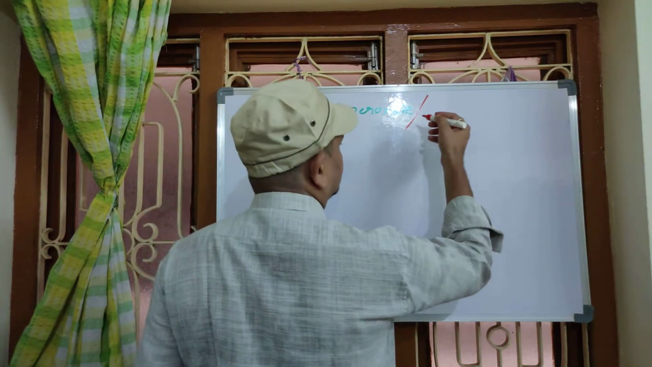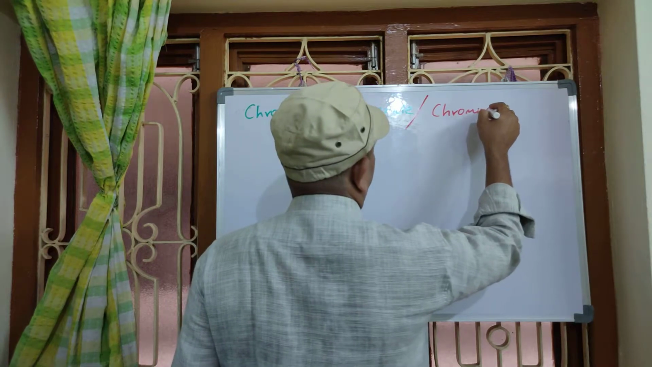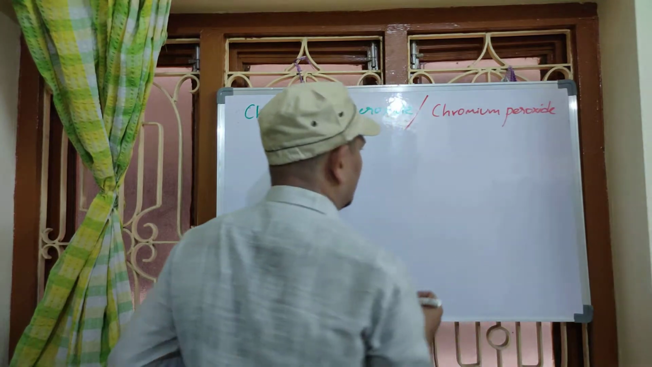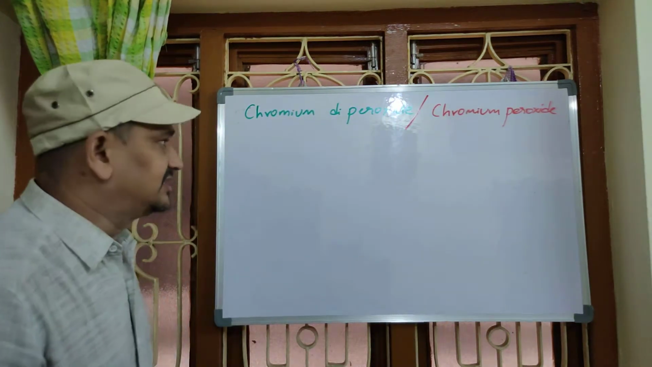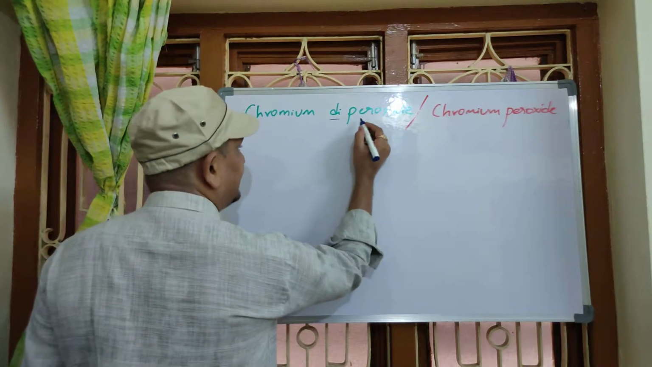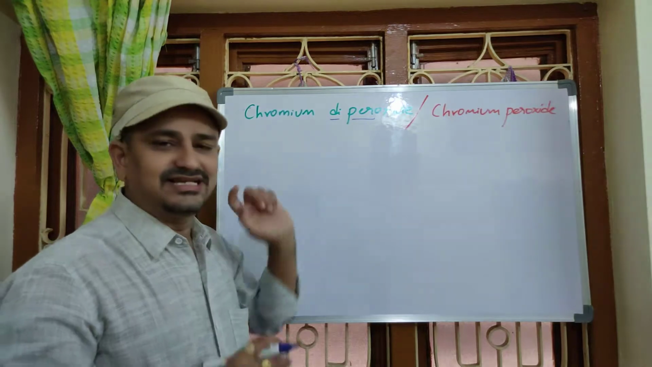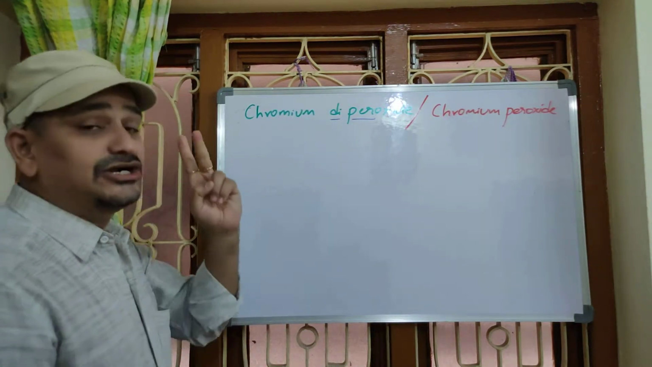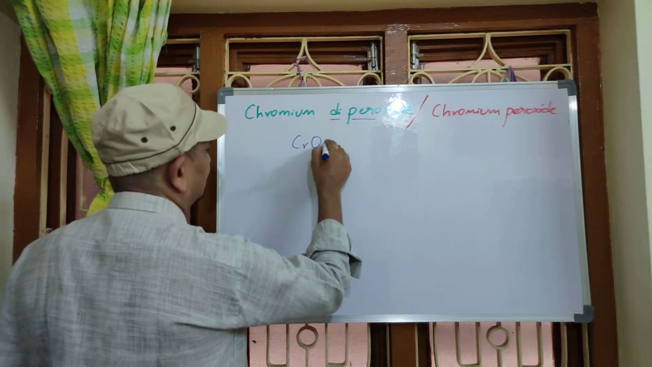Usually, in some reference books, it is also given as chromium peroxide. But actually it is a diperoxide. Both are similar. Diperoxide means what? There are two peroxy bonds. Very good. There are two peroxy bonds. Its formula is CrO5.